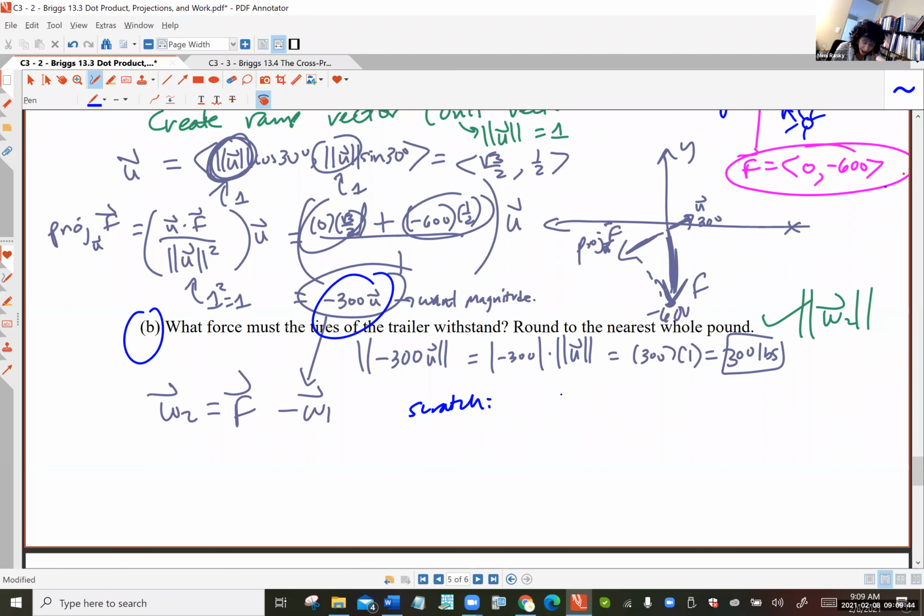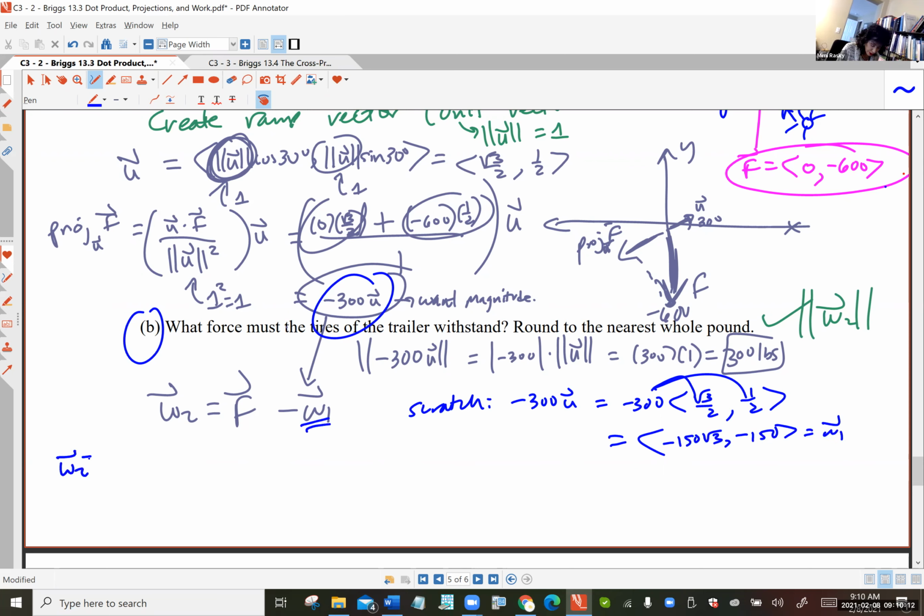What is negative 300 times that unit vector that we found? We'll just distribute this scalar of negative 300 over our unit vector. When we do that, and then reduce to lowest terms, what are we going to get? That reduces to negative 150 square root of 3, negative 150. Okay, so there's our W1 in this formula here.